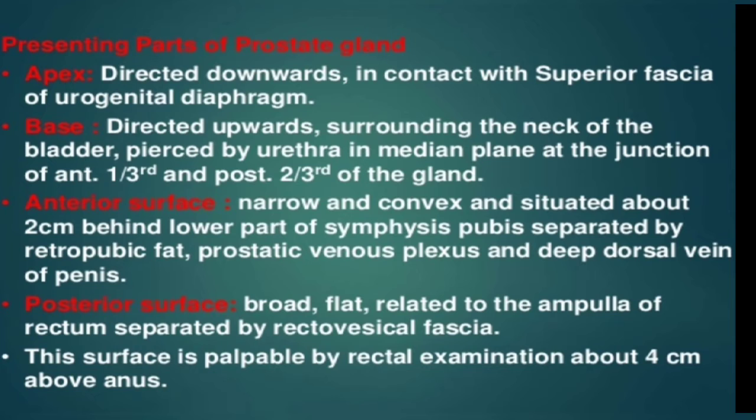The anterior surface is narrow and convex and situated about 2 cm behind the lower part of the symphysis pubis, separated by retropubic fat, the prostatic venous plexus and the deep dorsal vein of the penis. The posterior surface is broad and flat, related to the ampulla of the rectum, separated by rectovesical fascia. This surface is palpable by rectal examination about 4 cm above the anus.